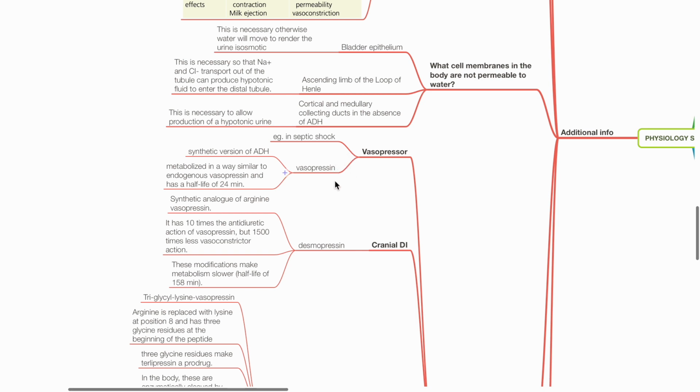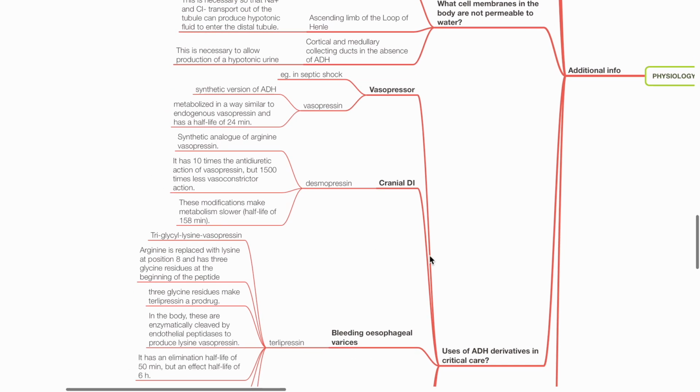Vasopressin is presented as a synthetic version of ADH. It is metabolized in the same way as endogenous vasopressin and has a half-life of 24 minutes. Central DI is treated with desmopressin, which is a synthetic analog of arginine vasopressin. It has 10 times the antidiuretic action of vasopressin, but 1,500 times less vasoconstrictor action. It has a half-life of 158 minutes.